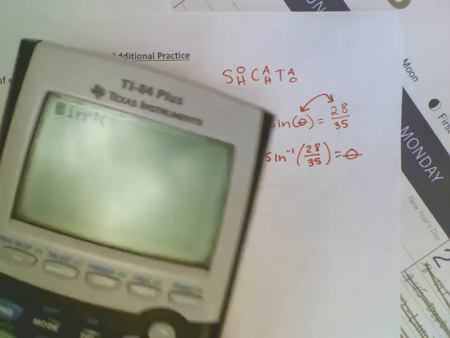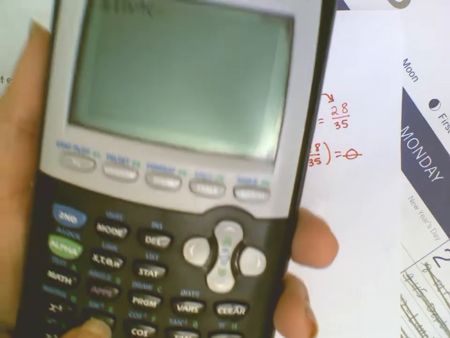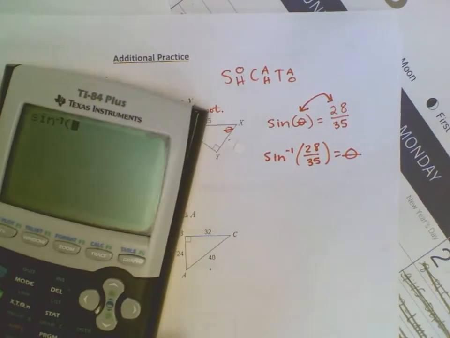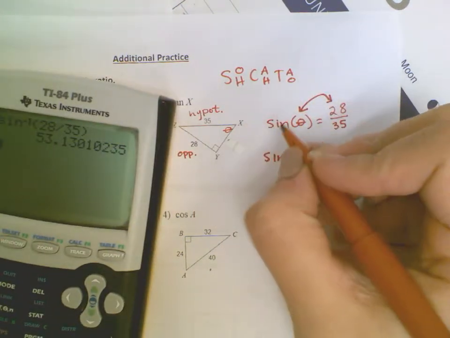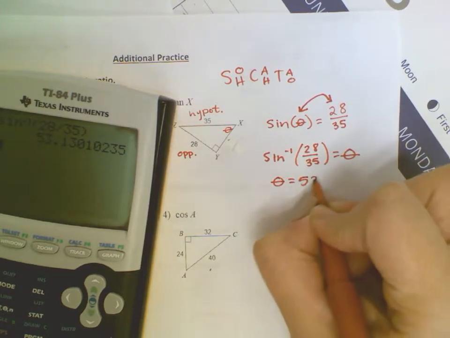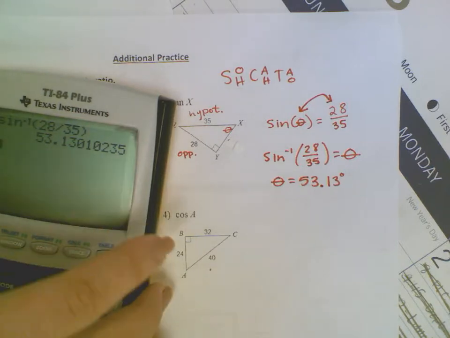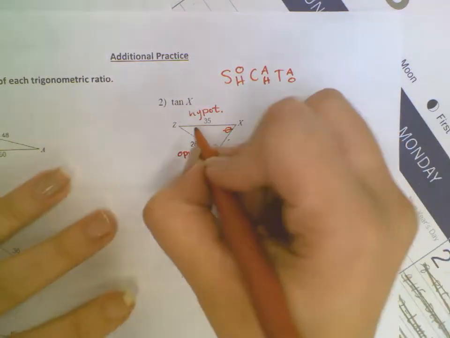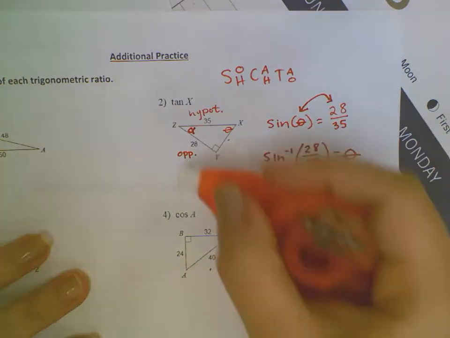Okay. I'll press second inverse sine so that I get sine inverse. 28 divided by 35. And that gives me 53.13, and then it continues on, but I'm just going to write 53.13 for now. Theta equals 53.13 degrees, rounded.